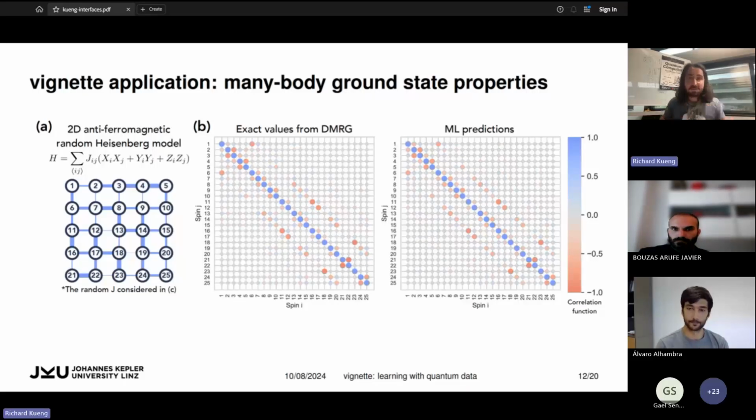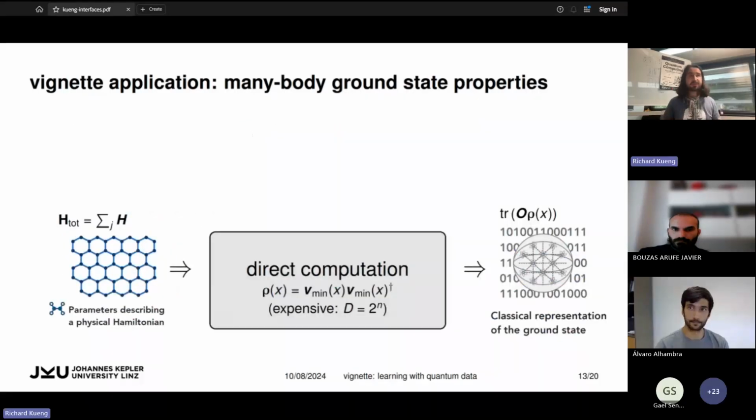And I know it's very difficult, but visually they look very similar. So this is just a numerical demonstration that such an approach can work. And let us maybe look at this on a more general level.